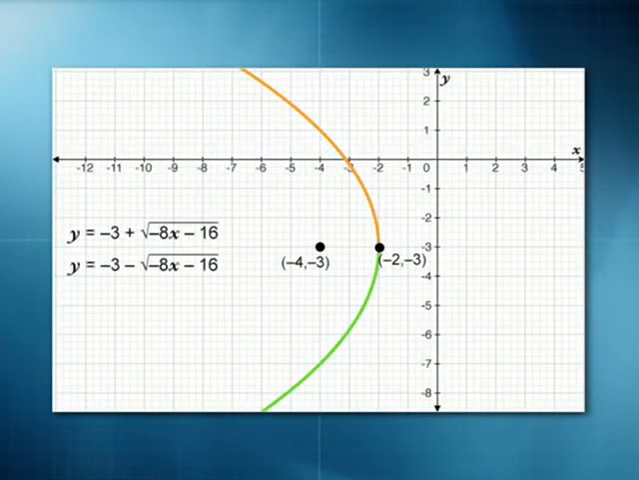Here's a picture of that. Notice that it's opening to the left. The focus is at minus 4, minus 3. The vertex at minus 2, minus 3. Interesting looking graph, isn't it? Okay. Here's another bonus question today.